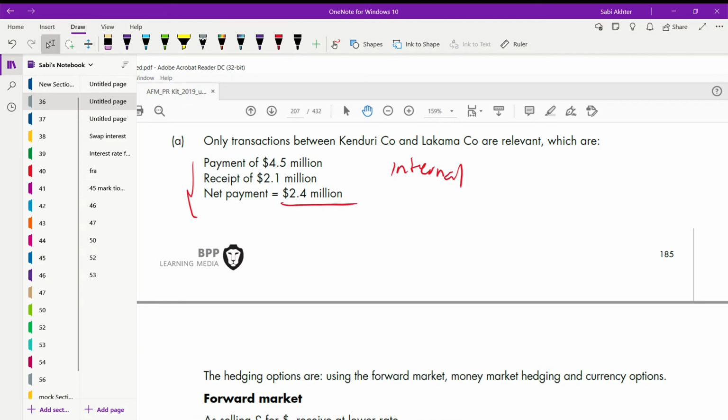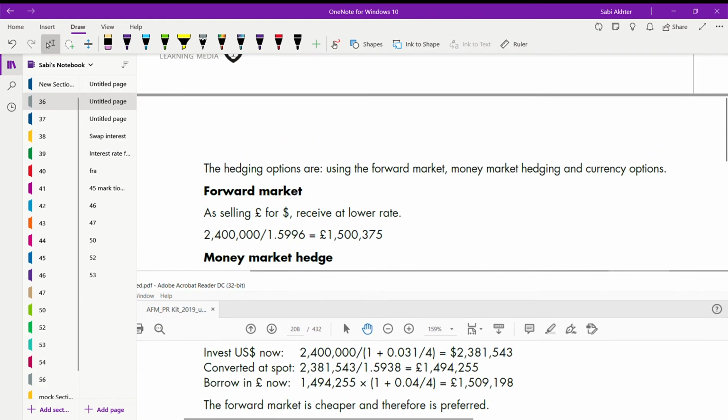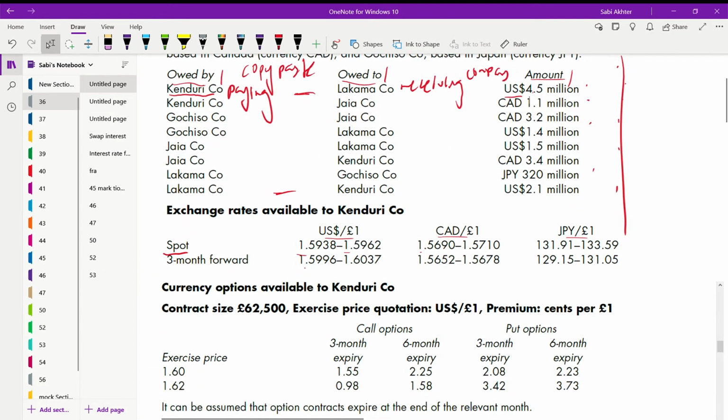This is your hedging using forward, right? So in this question 36 you have been given the forward. Let me take you to the question again. You have been given a 3-month forward. Now you have to select.